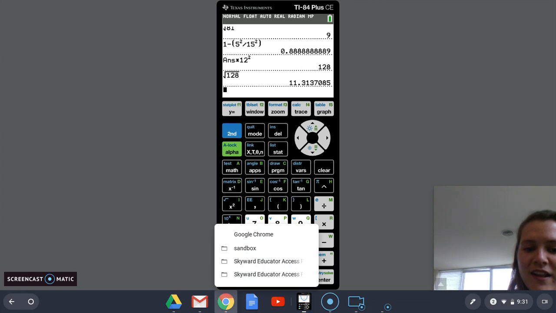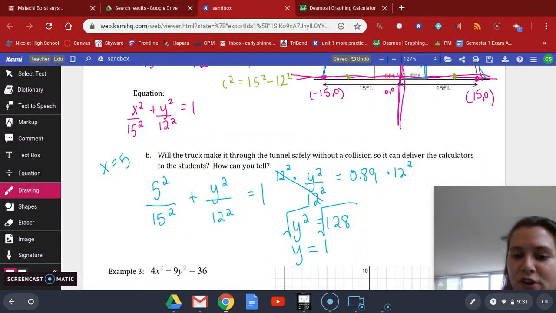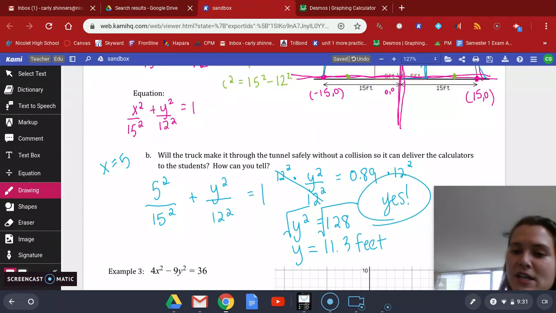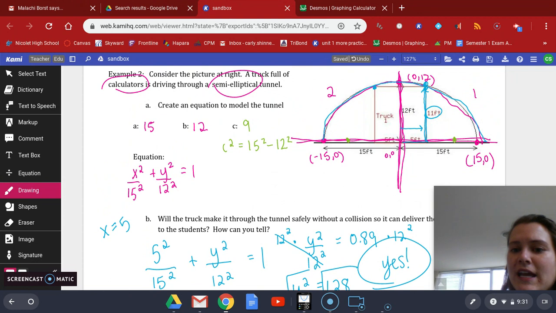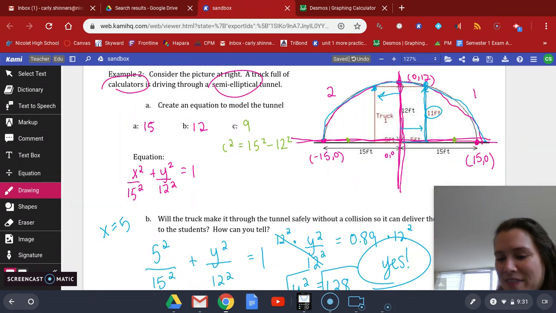Awesome. It is bigger than 11. So my 11-foot truck is going to be able to make it. Yes, beautiful. And I don't have to worry about -5 to the left of the truck because of the symmetry of my ellipse, you know what I mean? If it makes it on one side, it will make it on the other as well.